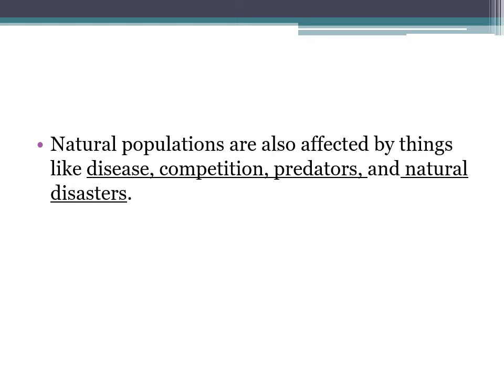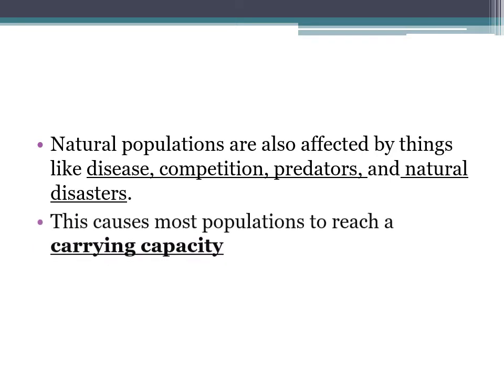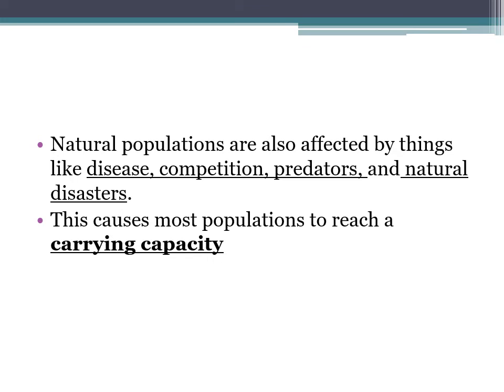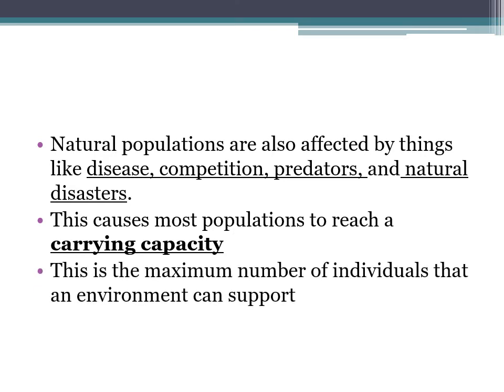But in natural populations, things that are affected, there's disease, competition, predators, there's natural disasters that help balance it out. And these are all called carrying capacity factors, and they help limit how fast and how large populations can actually grow. Because if you were to think, if everything was to grow that fast, you would just run out of space and food, and the environment cannot support this.